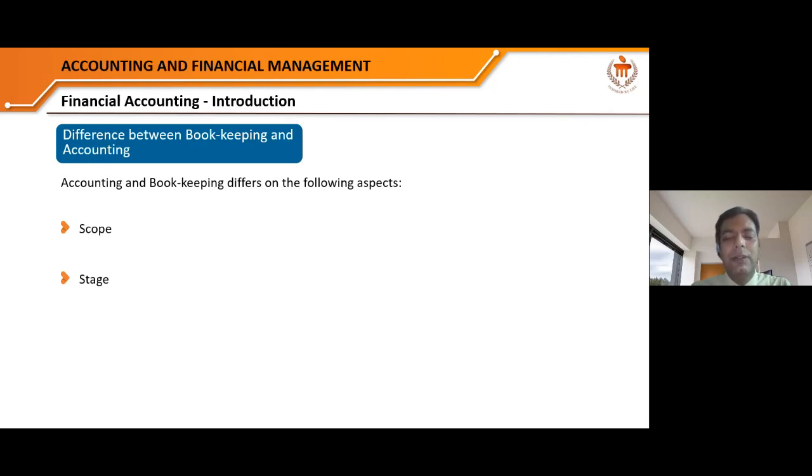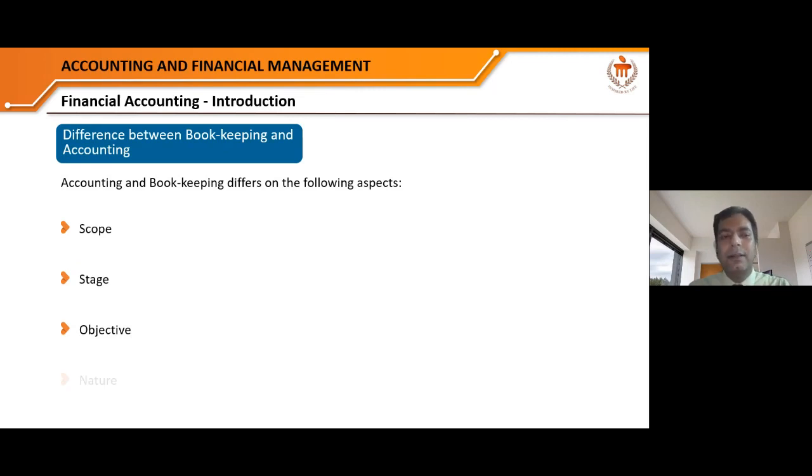Then we move next. We talk about objectives. What is the objective of bookkeeping? The objective of bookkeeping is to maintain systematic records. But what is the objective of accounting, right? The objective of accounting is to ascertain the net result or the net position of the business.